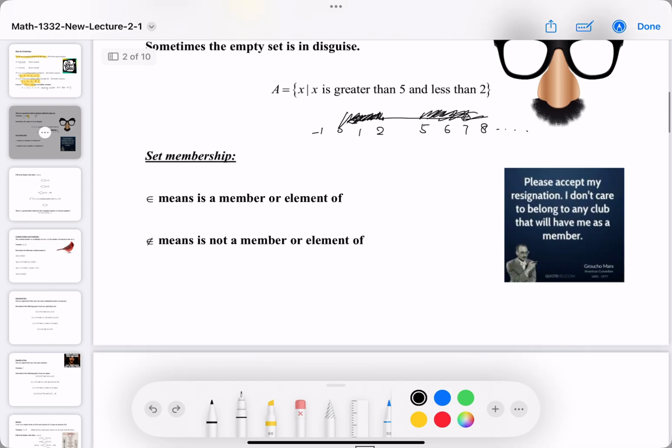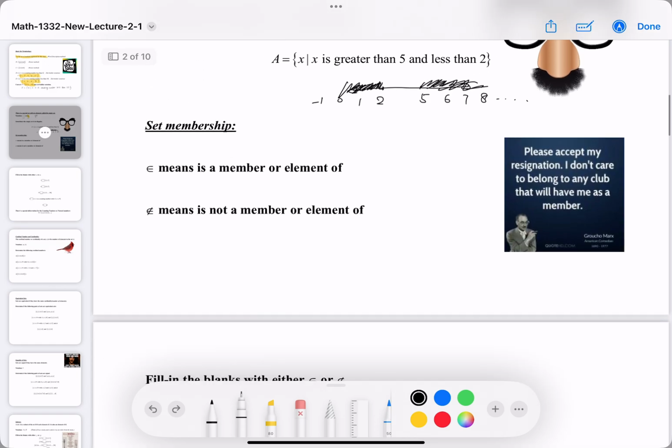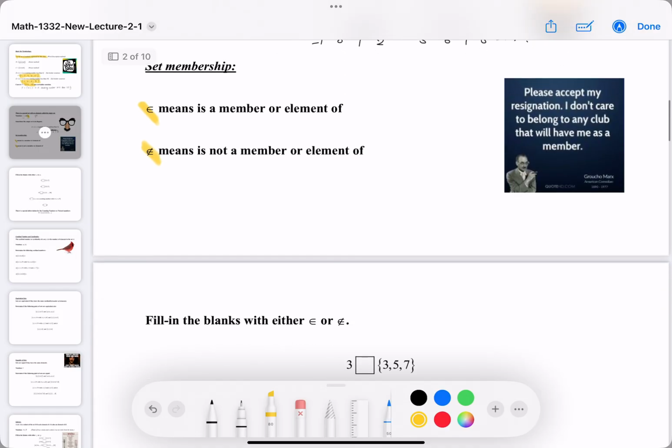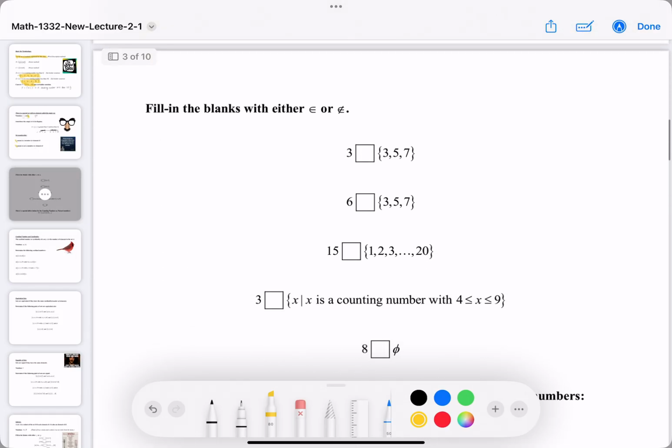Okay, set membership. This symbol we call "is a member of" or "element of". The second notation means "is not a member of" or "element of". Okay, for example, let's see this.